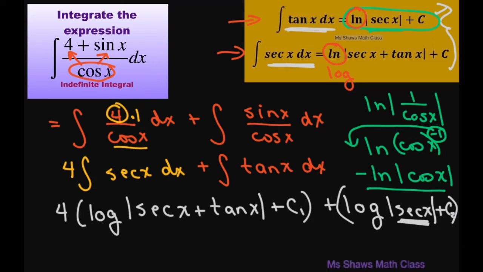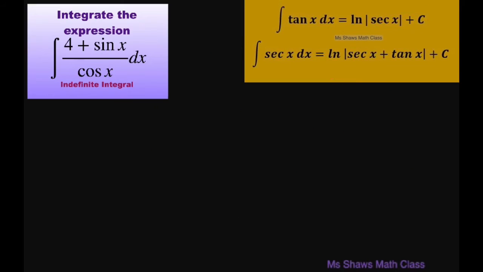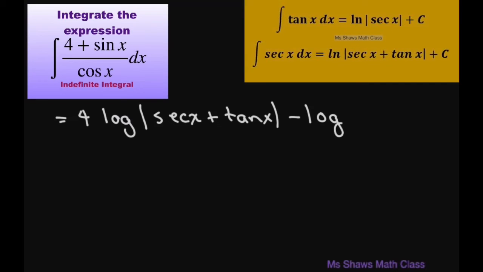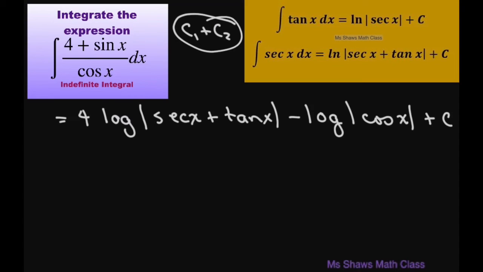Now I am going to rewrite this like this, but with log. So let's do that part. We're going to get equals 4 log absolute value of secant of x plus tan of x minus log of absolute value of cosine of x. And now the whole thing is going to be plus c. Before we had c1 plus c2. You have two arbitrary c's, and they make an unknown c here. Doesn't matter, it's just a constant.